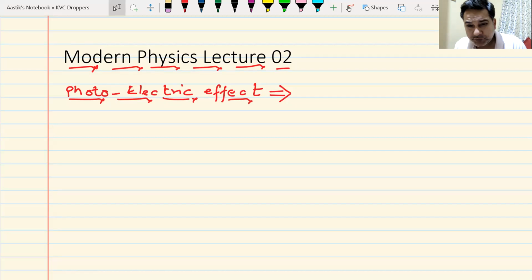Do you recollect what we were doing in lecture number 1? What we were doing in the last class? Don't remember? Quantum theory. Okay, I give you that. Remember, bacha, in physics, perfectly reflecting surface. Okay, good.